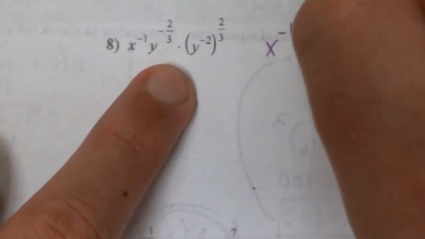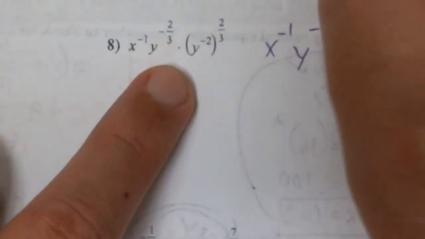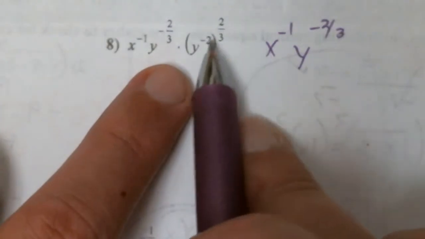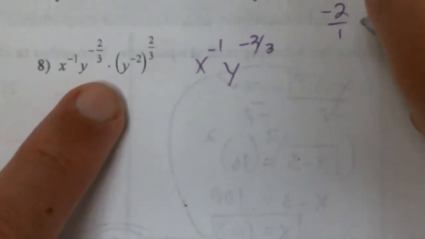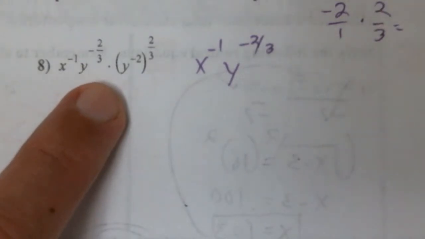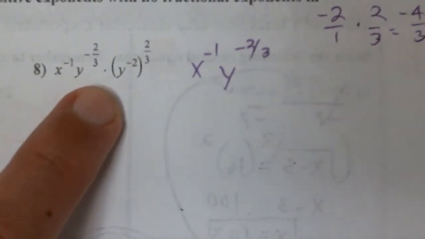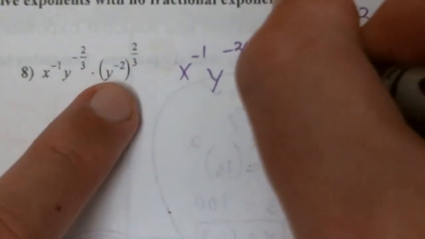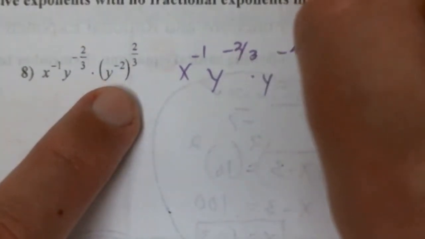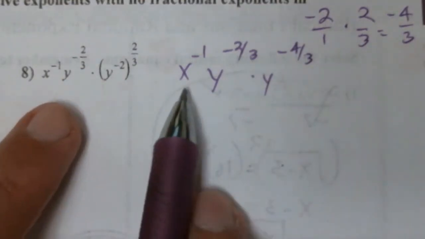So that's going to be x to the -1, y to the -2/3. With the power rule, you multiply these guys together. I multiply -2 over 1 times 2 over 3, and that is -4 over 3. Okay, so that's going to give me times y to the -4/3. Okay, so I can't do anything with the x, that's just by itself, so I've got x to the -1.